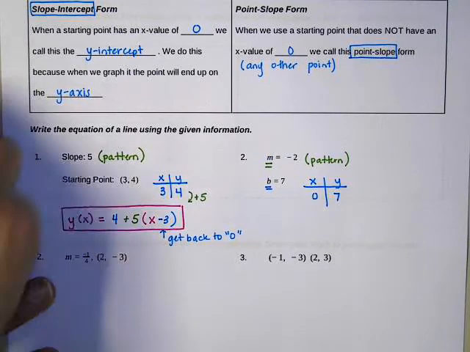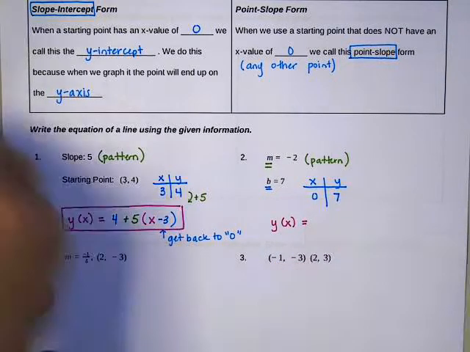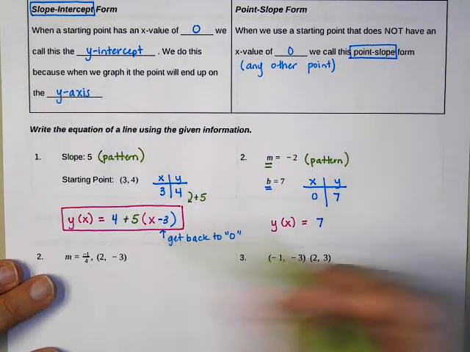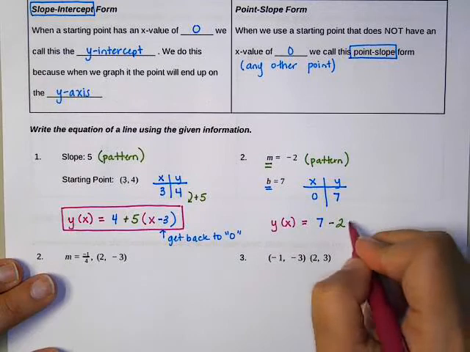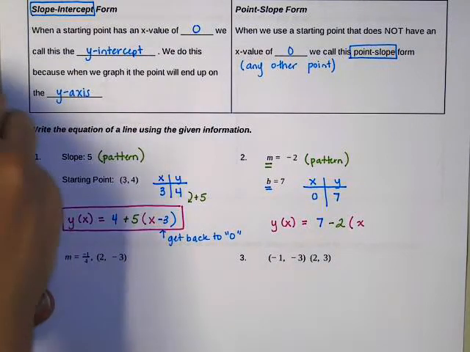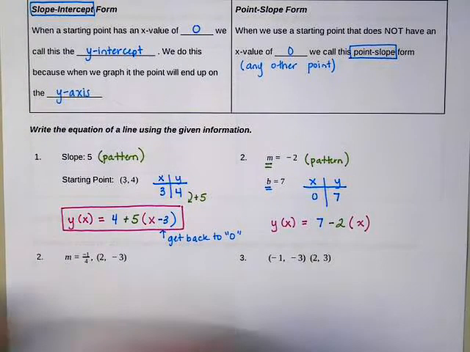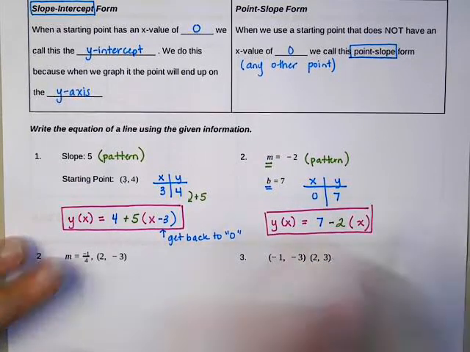To write my equation, I would say y of x equals my starting value, which is 7, minus 2, because that's my pattern, parentheses x, and then I don't need to adjust at all. I'm already starting with 0, so that would be my final answer.